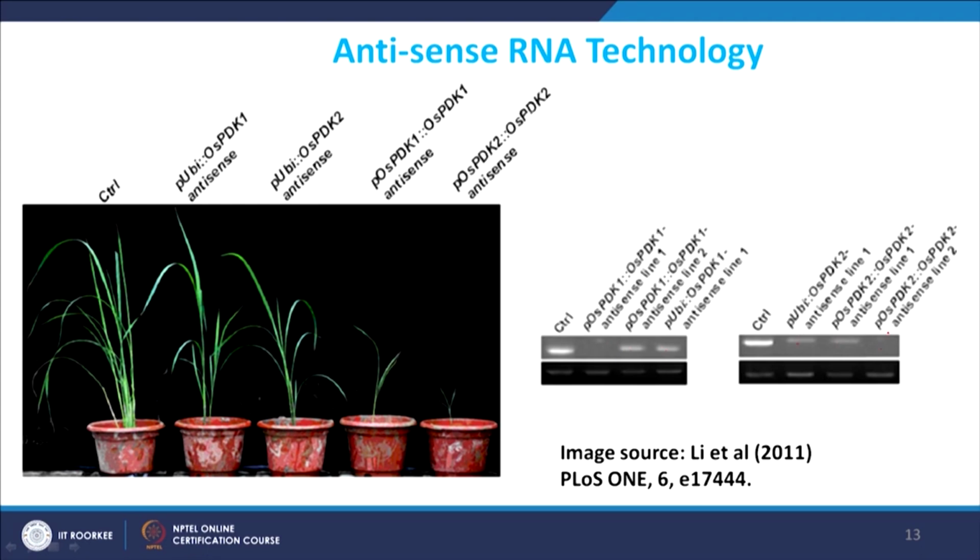But there is something important. If you look at this line here, it is almost down regulated, but these lines are partial down regulation. So this is not a kind of null mutant, but a kind of down regulation. So you can have a gradient, or you can have some lines where you have near to null phenotype, but some lines you might have which are weak lines, where the down regulation is not so efficient.